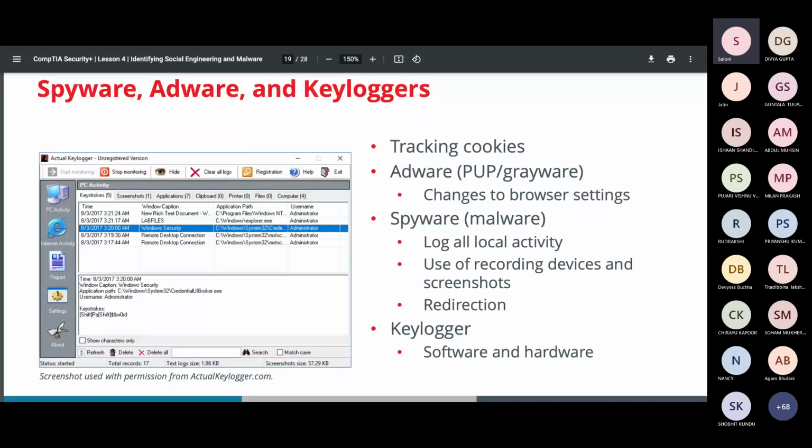Adware may be installed as a program or as a browser extension or maybe in the plugin. So adware is actually working with changes to the browser settings. We're just sharing our details with others.